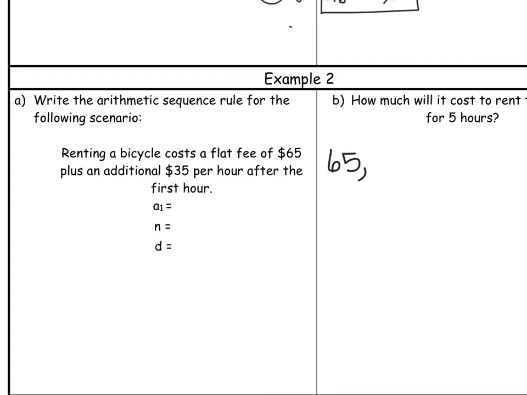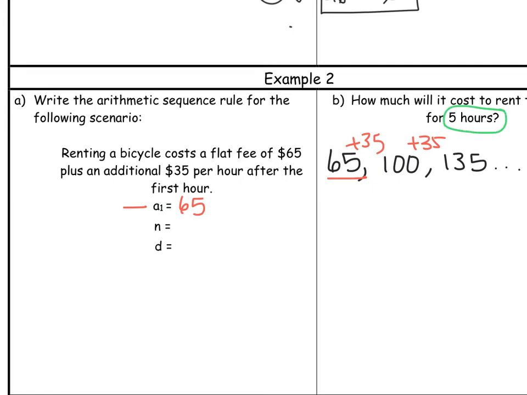So we are going to add 35. And when we do that, we get 100. And then we're going to continue to add 35. And when we do that, we get 135. And then we can keep on going and going. So we need to identify our first term, which is 65. We need to figure out how much it will cost to rent the bike after 5 hours. So our n is 5.